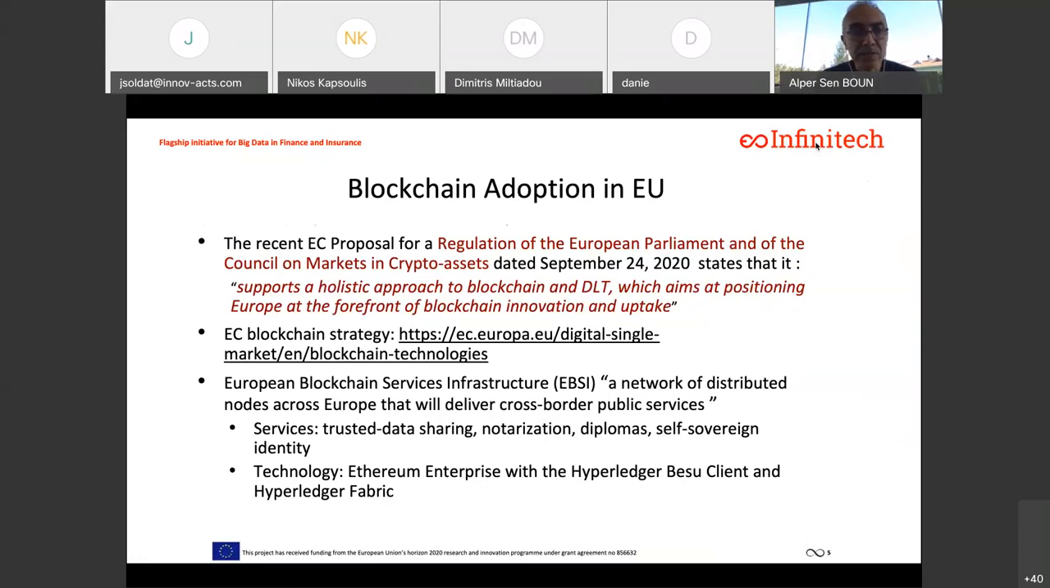And if you go to their website, you can see how you can be a partner of EBSI. And the underlying technology that they are using is Ethereum Enterprise, together with Hyperledger, which was mentioned by IBM earlier too. So Hyperledger is a blockchain technology that's used in the INFINITECH project.